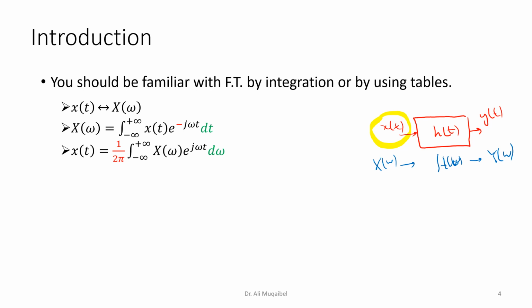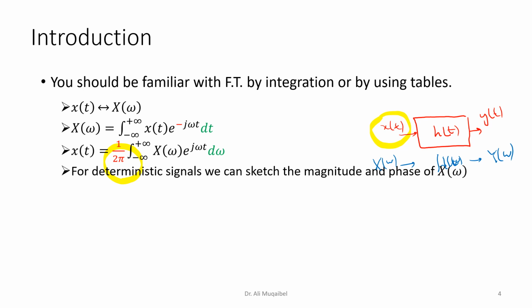You can see that I am coloring the little differences here. If you're going to use omega, then there is a differential factor you have to take care of. If you are using f, then 1 over 2 pi is not needed. This is something we know before, but now dealing with deterministic signal, we can sketch the magnitude and phase of the spectrum. We can talk about a certain signal.